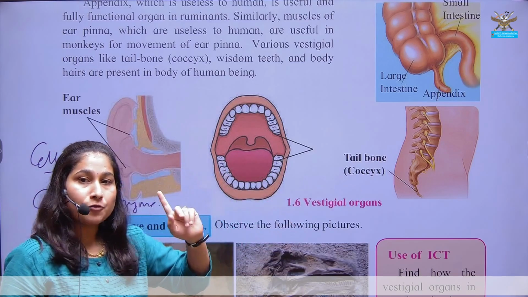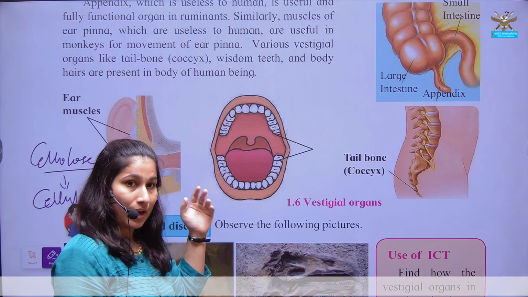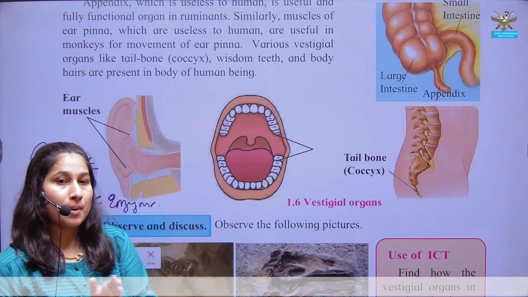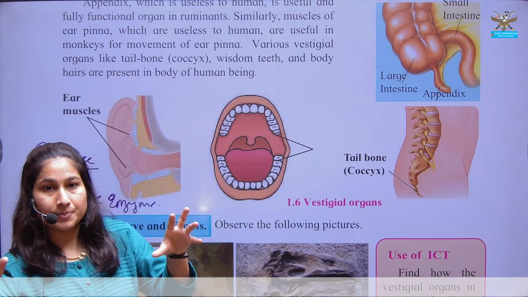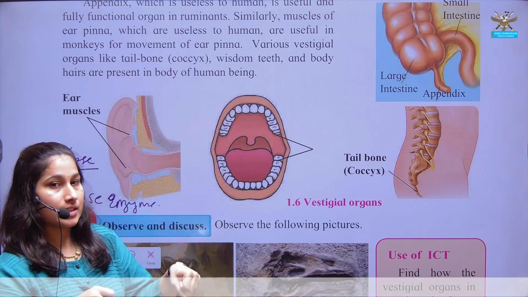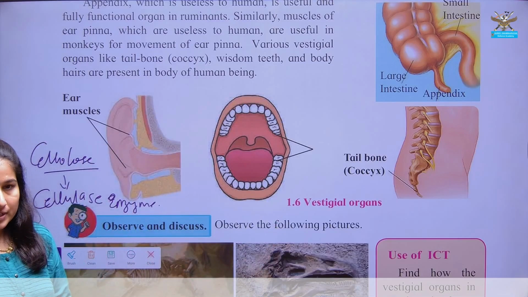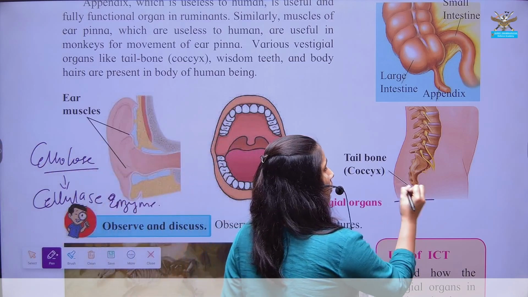Similarly, if you study the history of human evolution, we evolved from monkeys or apes. So monkeys used to possess a tail for climbing and for balancing on the trees, right? But today we are balancing on our 2 feet, we are standing erect. So is there any use of this tailbone?